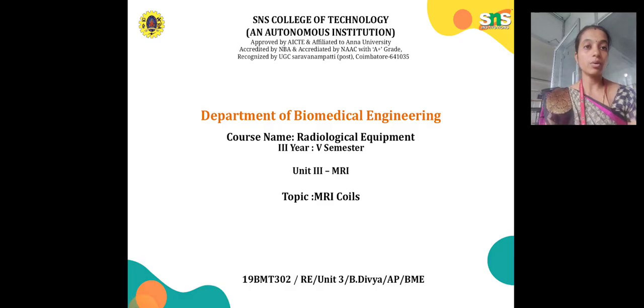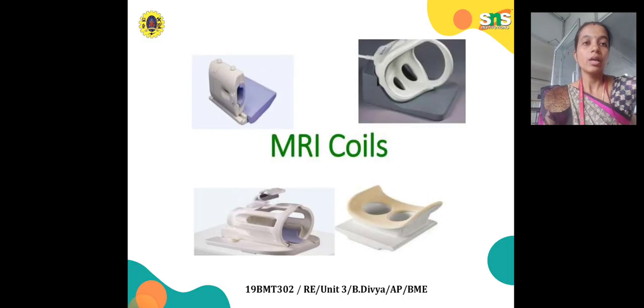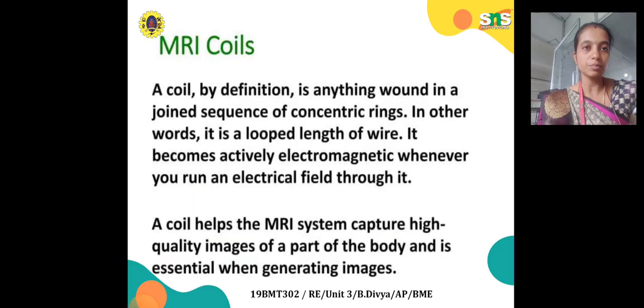In this video, we are going to see about MRI coils: what are the MRI coils we have, how they are used, and how the coil is processed. We'll see in detail in this video. In this slide you can see we have four kinds of MRI coils. We have many kinds of coils, and we'll explain them in detail one by one. These are the four MRI coils.